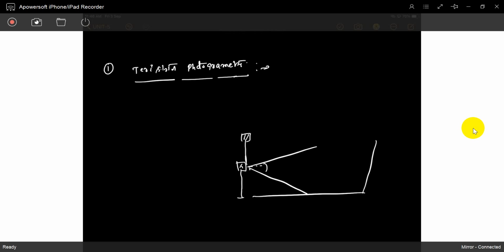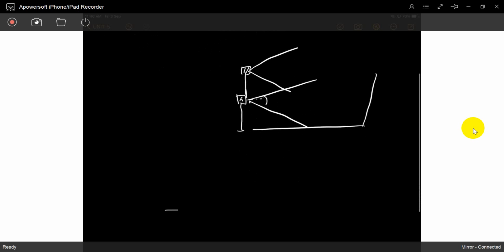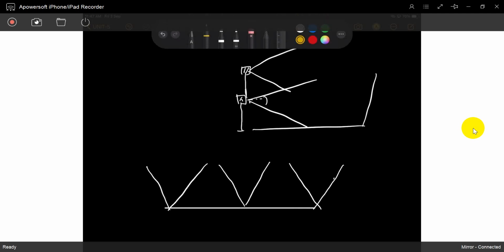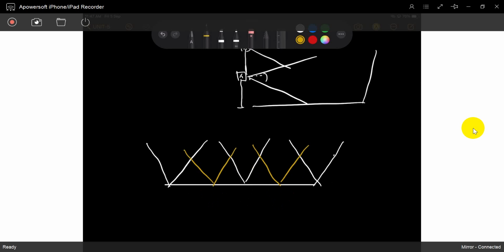Put a camera on a mount and it will capture. Take a photo, then later take another photo. Compulsorily we have to have overlapping. Why overlapping is needed, you already know.